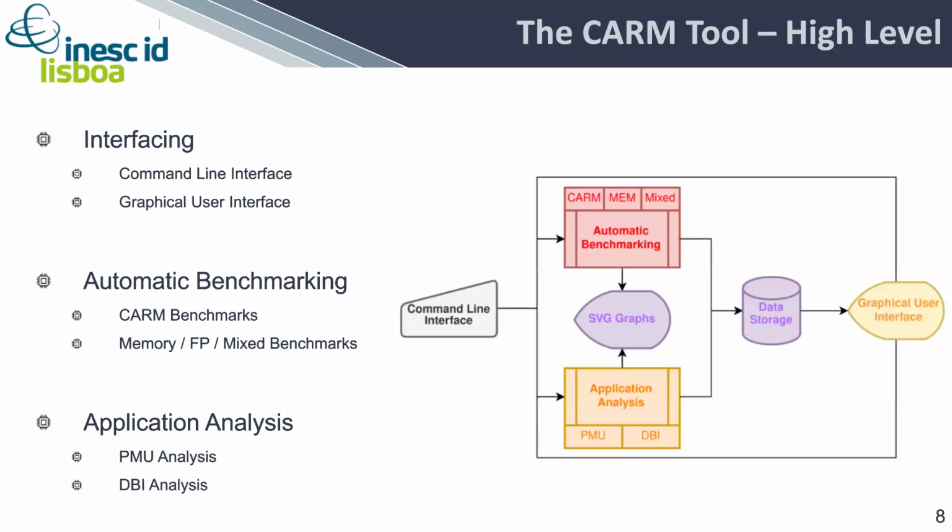Starting with the high-level view, the CARM tool can be described through its various independent modules, which implement each of its main functions. To use the tool, you can use both the command line or the graphical user interface, from which you can start up the necessary benchmarks to obtain the CARM for your system. You can also perform the application analysis via performance counters or dynamic binary instrumentation.